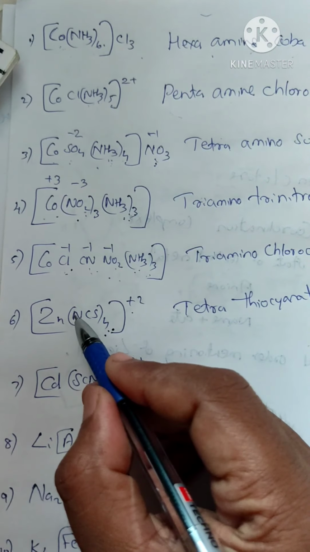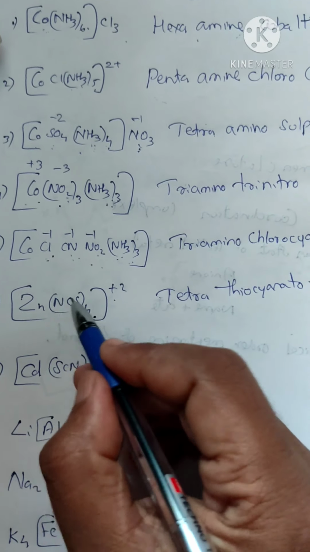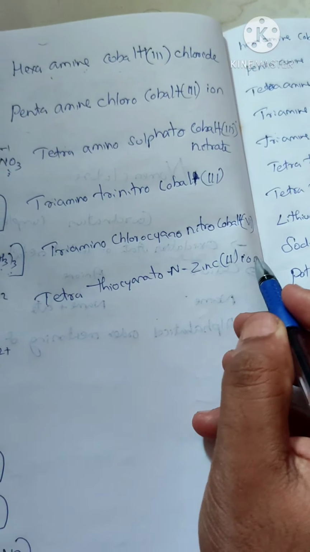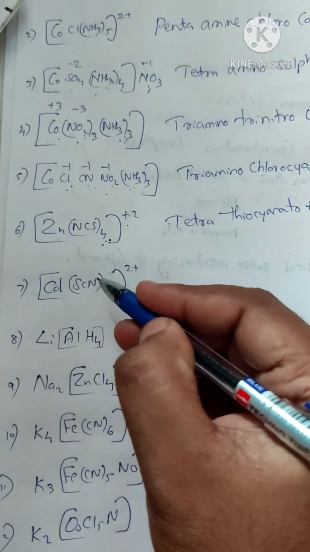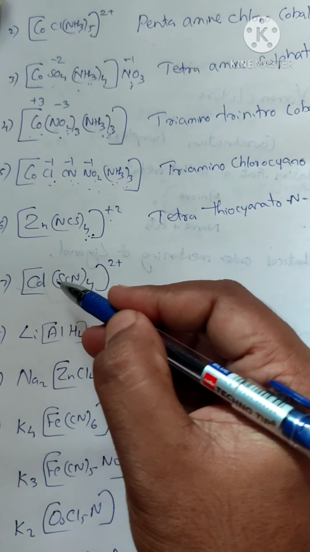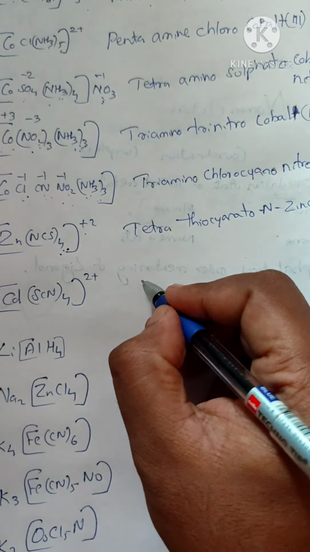This is a bidentate ligand. It can act as a bidentate ligand, but here it is acting as a monodentate ligand. All ligands are attached to zinc through nitrogen. Hence, tetrathiocyanato and zinc 2 ion. Here, this is the opposite of that. Here, the central metal atom is attached with nitrogen. Here, the central metal atom is attached with sulfur, with the cadmium. So the name will be the same, but we have to mention through which atom it is bonded.